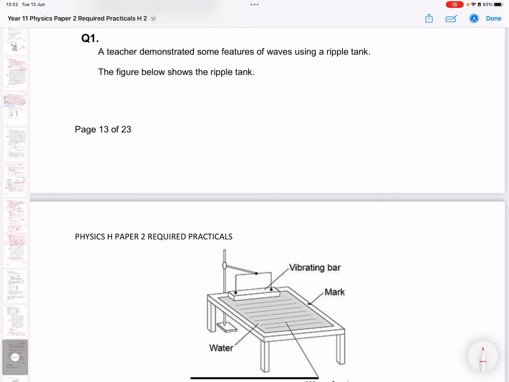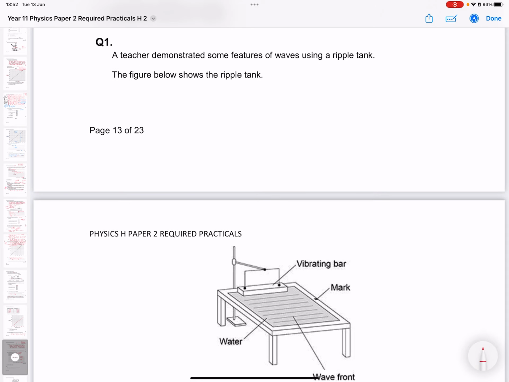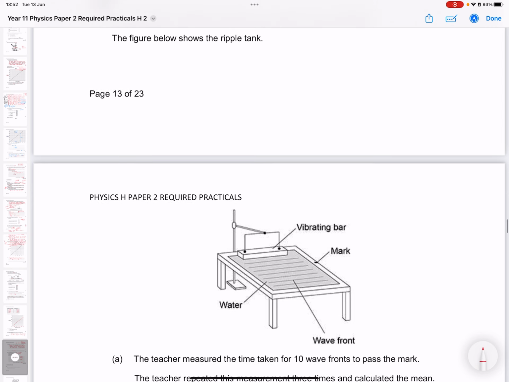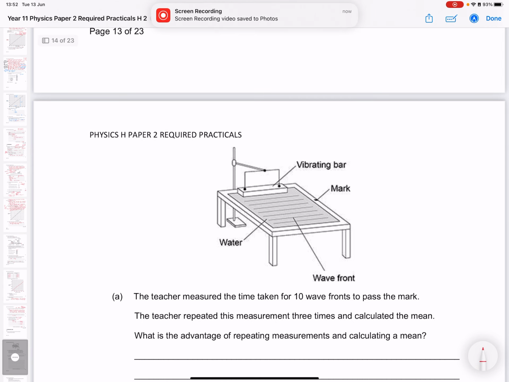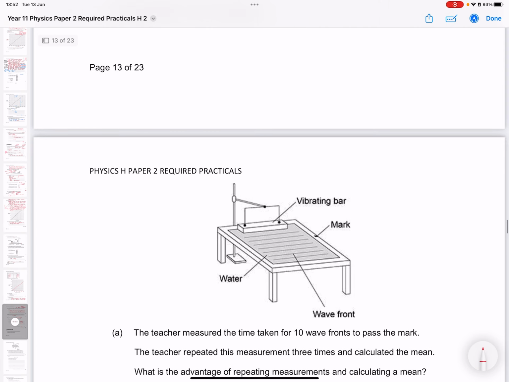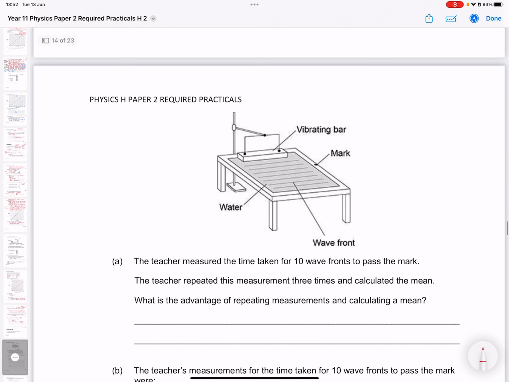So the teacher demonstrated some features of waves using the ripple tank. The figure below shows the ripple tank. So this is a wave that is created in a ripple tank. It's in water, so this is a wave in liquid. They have a vibrating bar that is creating the wavefront, and they have water.